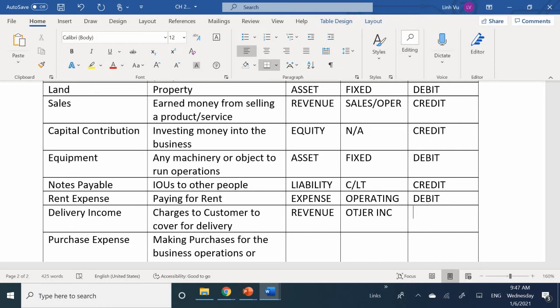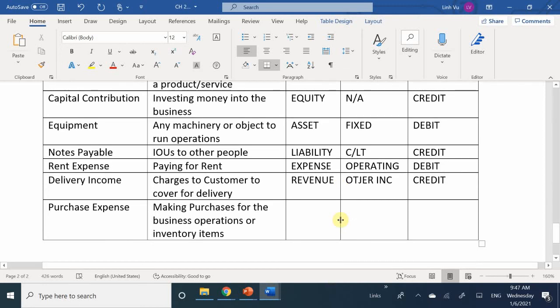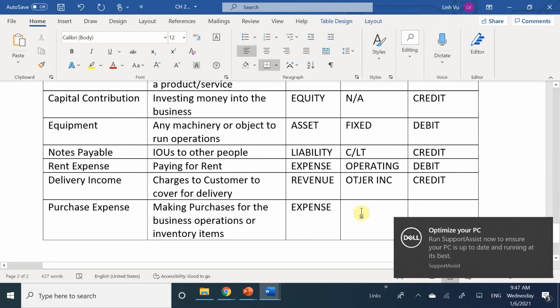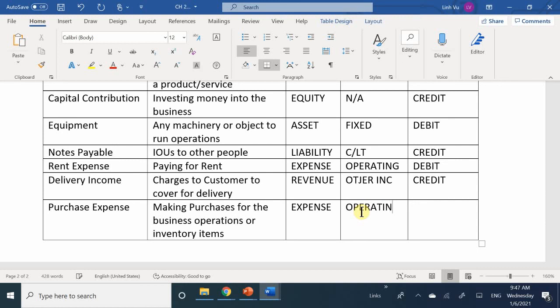And if this is a revenue, what kind of balance should it have? Credit. Good. Last but not least is going to be purchase expense. It'd be an expense. And what kind of category would it be in? Operating expense. Good. And lastly, what kind of balance would it normally have? It should be a debit.